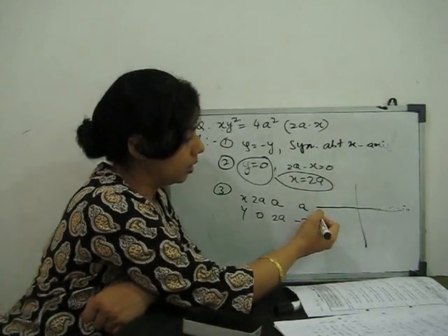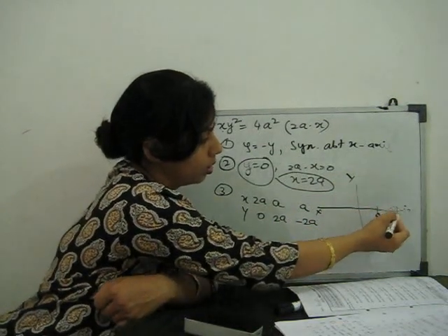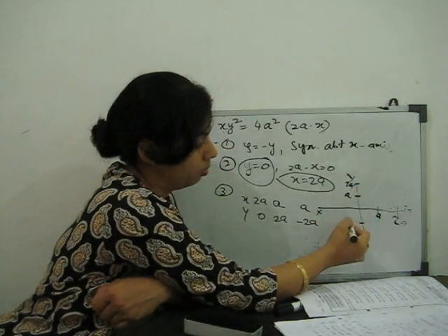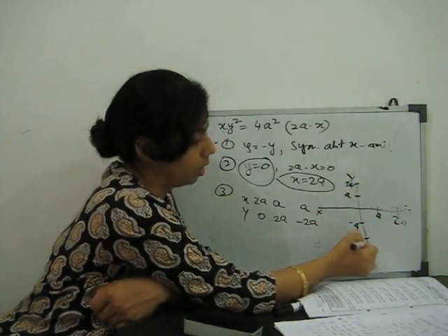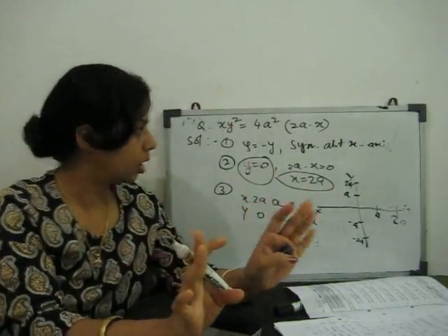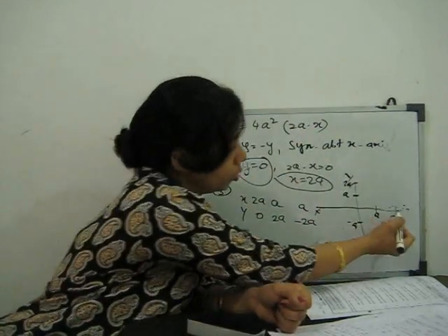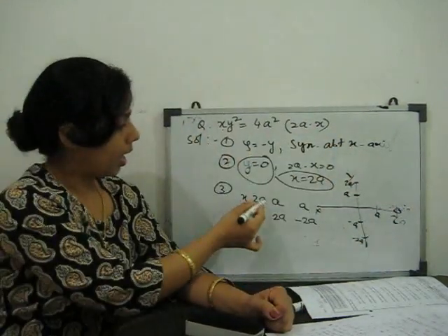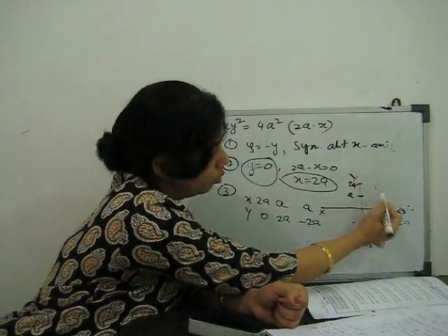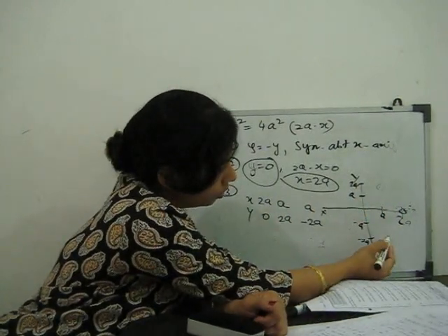Then, this is the x-axis, this is the y-axis. Mark a, 2a, minus a, minus 2a. The curve is not passing through the origin; 0, 0 is not a point for this curve. At y equal to 0, x is equal to 2a. At x equal to a, y is 2a. At x equal to a, y is equal to minus 2a.